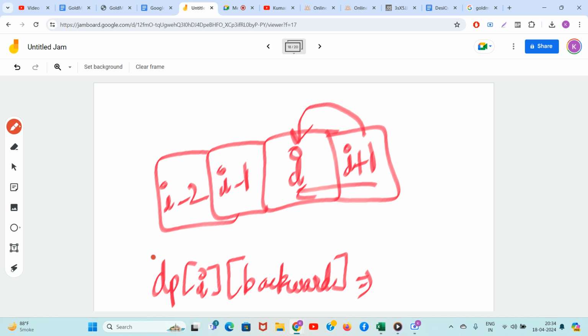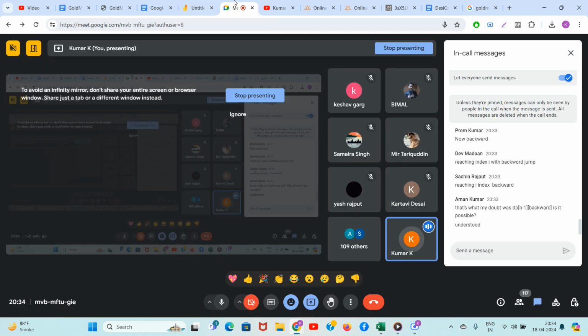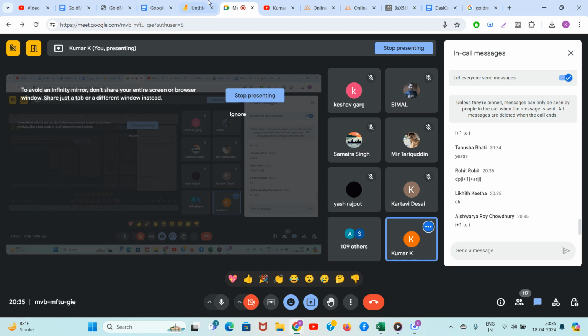So now, guys, everyone tell me the meaning of DP of I backward. Write in the chat nicely. DP of I backward means you're reaching the index I after traveling from I plus 1 to I. Clear, guys? Everyone write I plus 1 to I if they understand this.